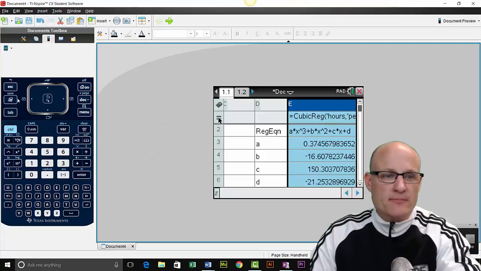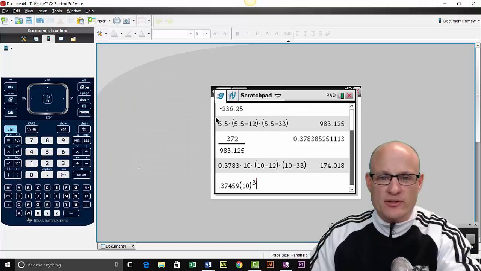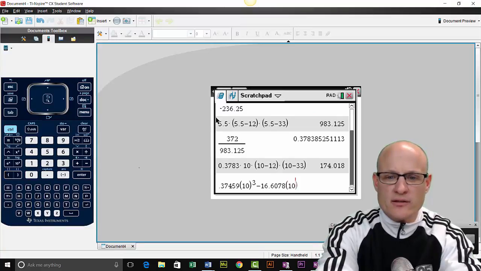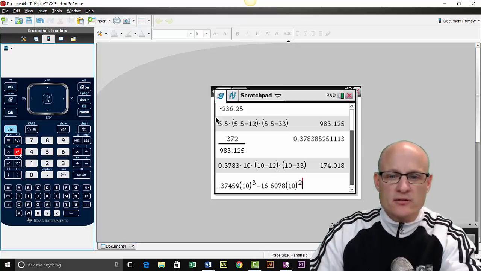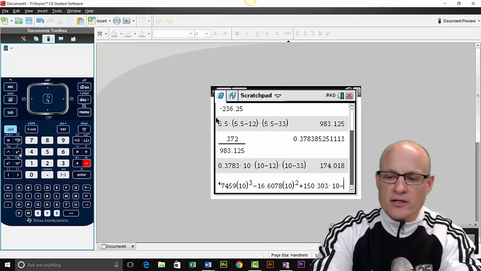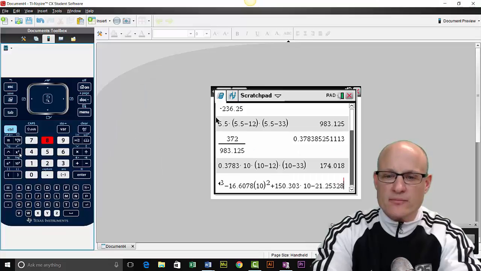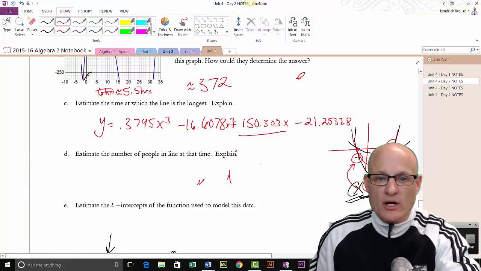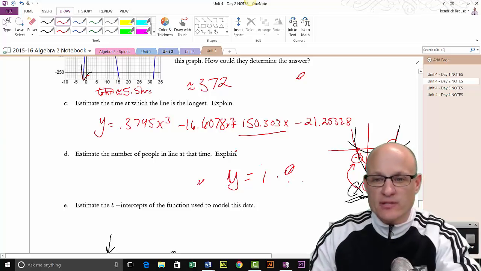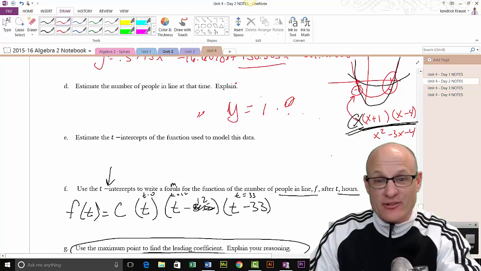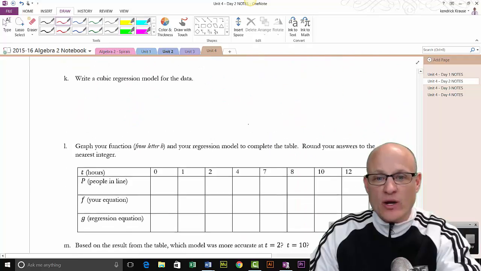So go back to my calculator, and we're going to do minus 16.6078, parentheses 10 squared, plus 303 times 10 minus 21.25328. Enter. 195.58. So when I use that model, I get 195. Now it should be 180, so 195 is pretty far off. It's like 15 off, whereas when I used my equation model, it wasn't too bad.